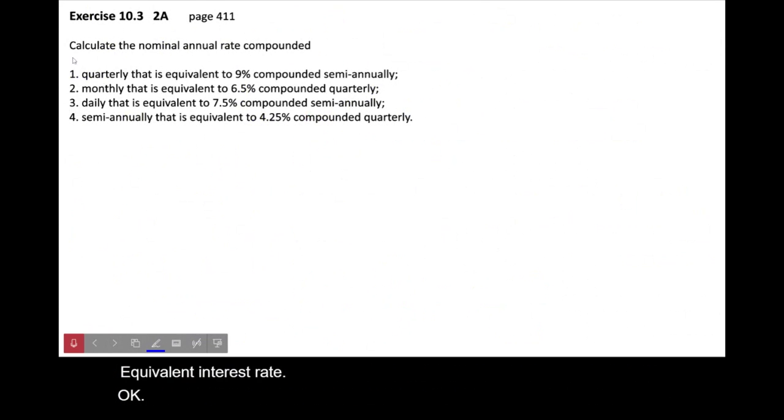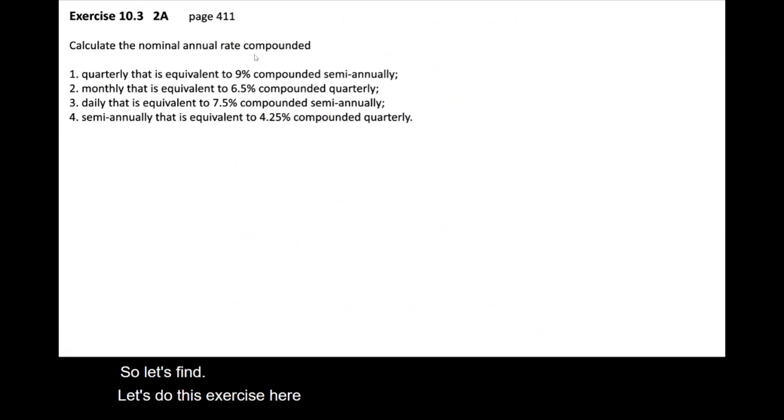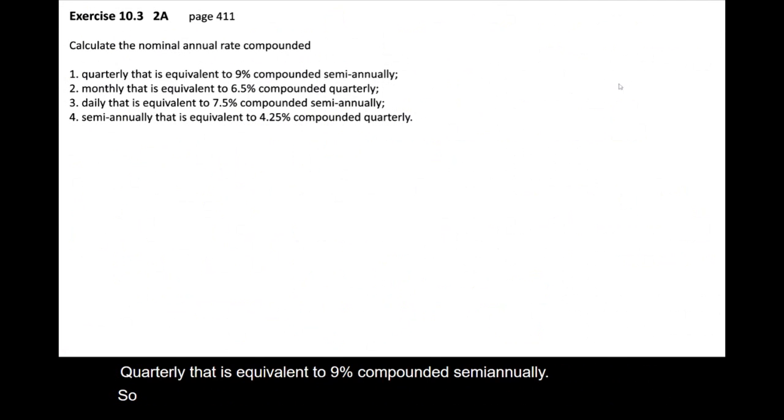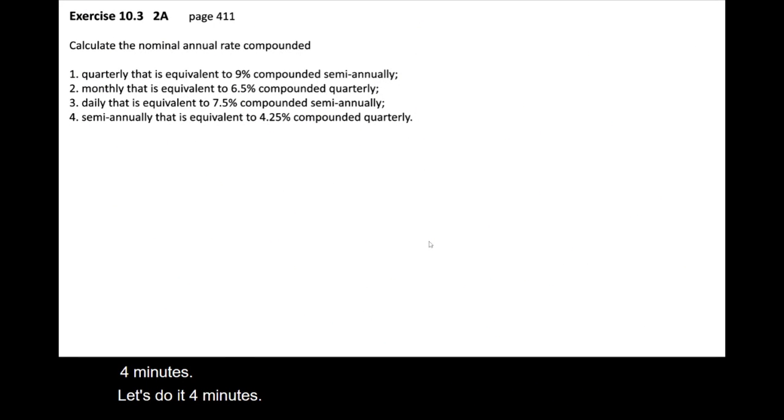Okay, so let's do this exercise here. Calculate the nominal annual rate compounded quarterly that is equivalent to 9% compounded semi-annually. So do you guys want to spend about 5 minutes to do it, or 4 minutes? Okay, let's do it. 4 minutes. You have 4 interest rates. Please do it.